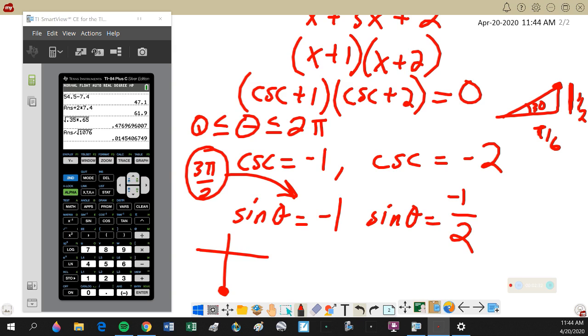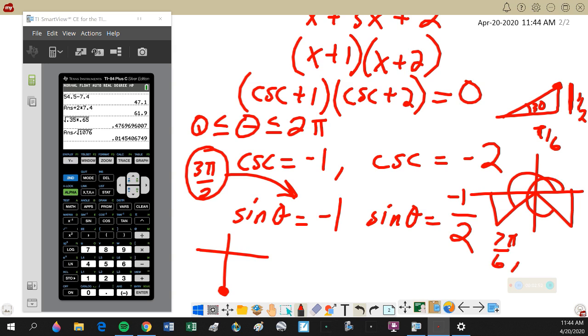But I don't want 1/2, I want -1/2. So that's going to be in quadrants 3 and 4 at that pi over 6 angle. So this one is 1/6 bigger than 6 over 6, so that would be 7 pi over 6. And then this one is going to be 1/6 short of 2 pi. 2 pi would be 12 over 6, so it would be 11 pi over 6. So those are the three answers.